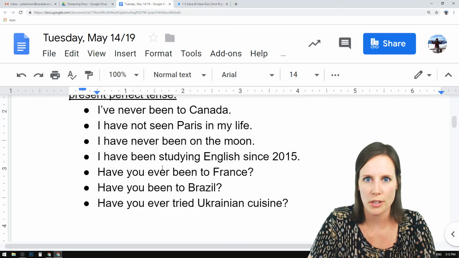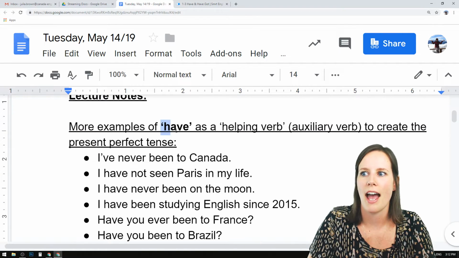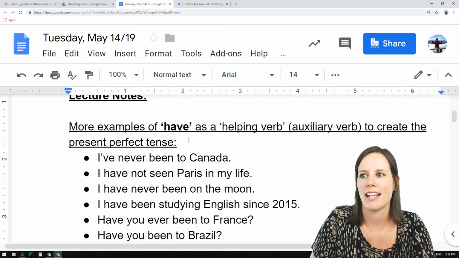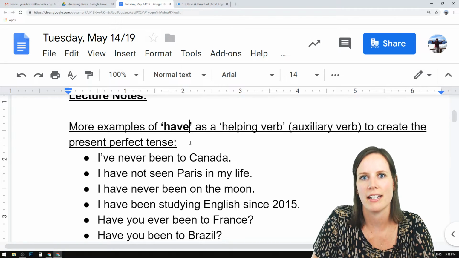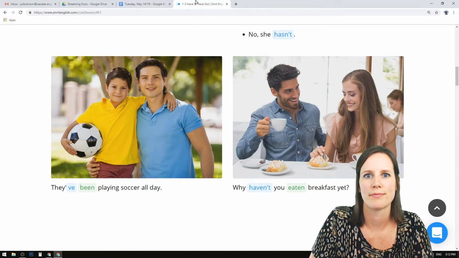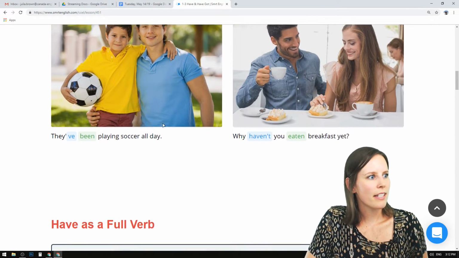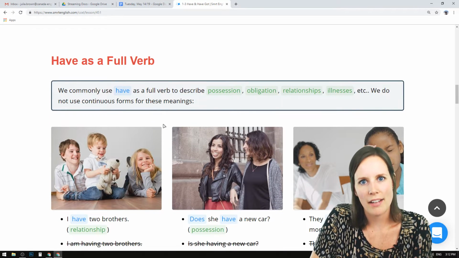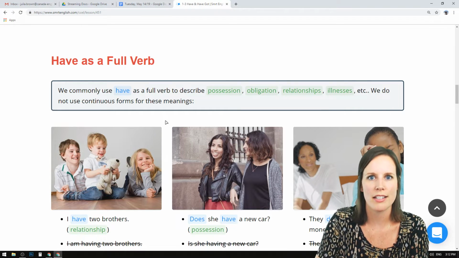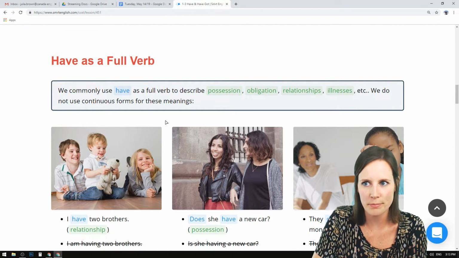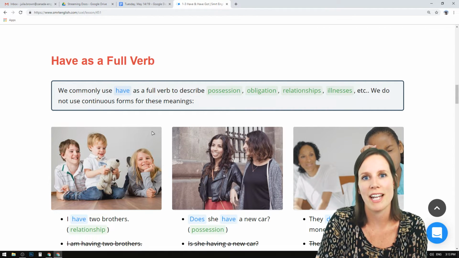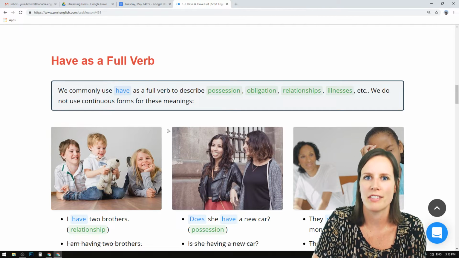So that is just a warm-up to remember that have has a function as a helping verb, okay? And when it's a helping verb, we are creating the present perfect tense. But we are going to go back to Smrt and take a look at have as a full verb, okay? So we have different contexts where we use have as a full verb and not a helping verb. Full verb is also known as the main verb of a sentence.